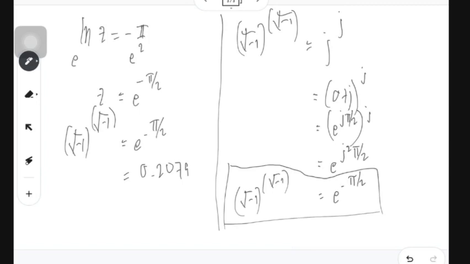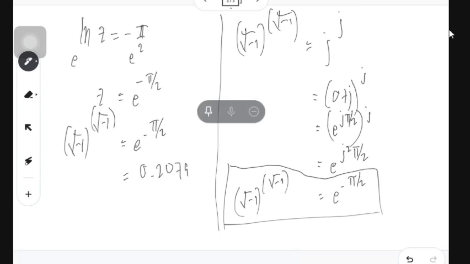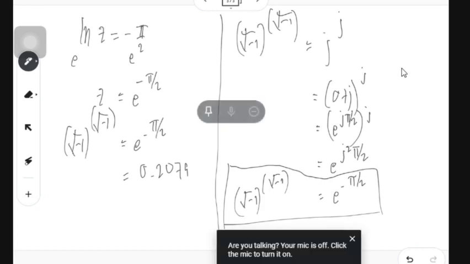Any questions so far? Everything clear? Hello? Are you still there? Yes po, clear po. Mas madaling solution. Parallel po, sir.